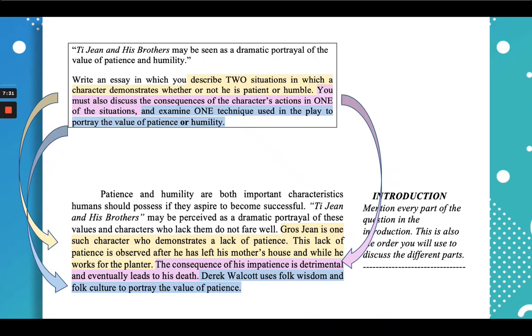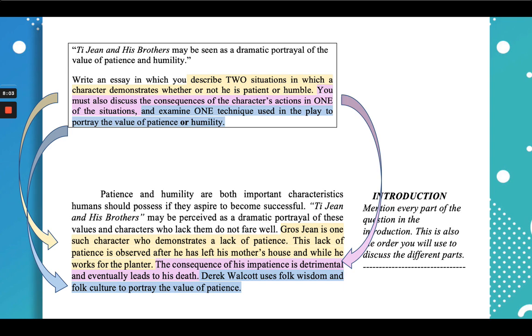So it goes, patience and humility are both important characteristics humans should possess if they aspire to become successful. Teja and his brothers may be perceived as a dramatic portrayal of these values, and characters who lack them do not fare well. Goja is one such character who demonstrates a lack of patience. This lack of patience is observed after he has left his mother's house and while he works for the planter.